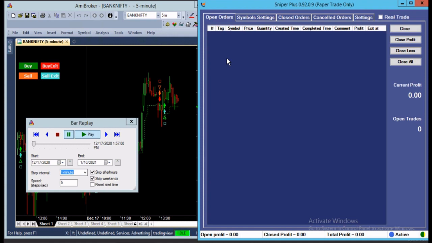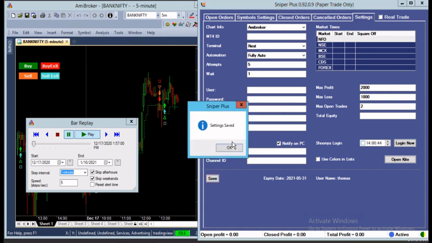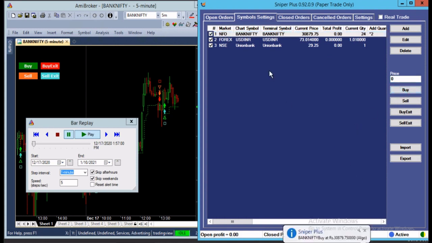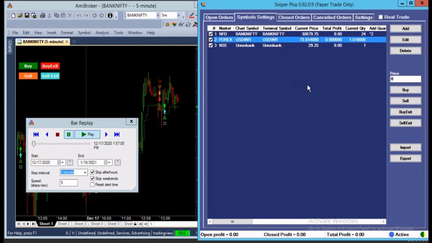I'll show you with an example. So maximum open trade as 2. Now click on save. Now come to Sniper Plus, click on buy. Now we got a buy. We can see it in open order. Now USDINR, click on buy. Now here also we can see. Now click on Union Bank and click on buy. Now it's not taking the buy.